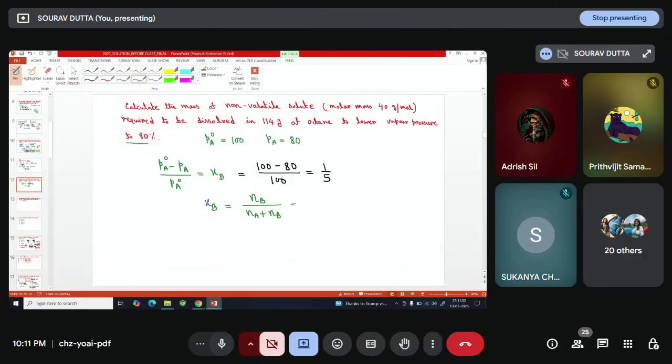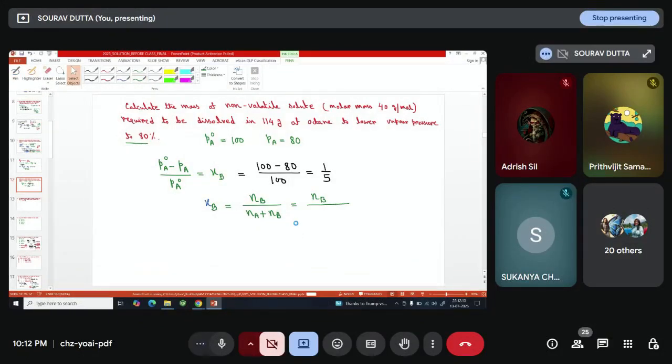So NB, the mole number of B, we don't know, no issue. This is basically our question, the mass is the question, no issue. So the mole number of B we don't know, but the mole number of A we can easily find out.